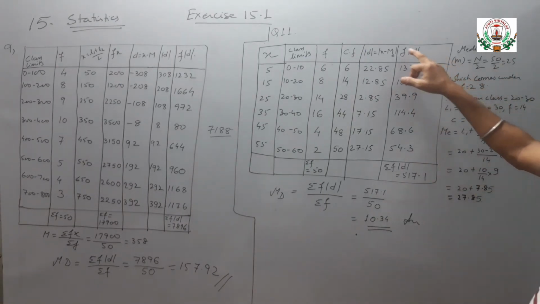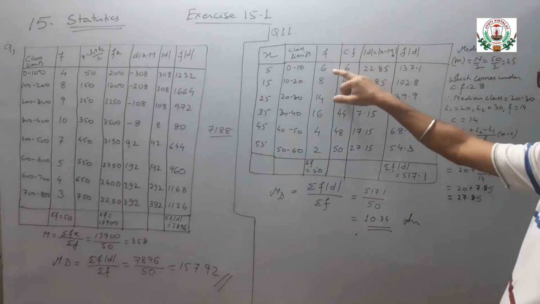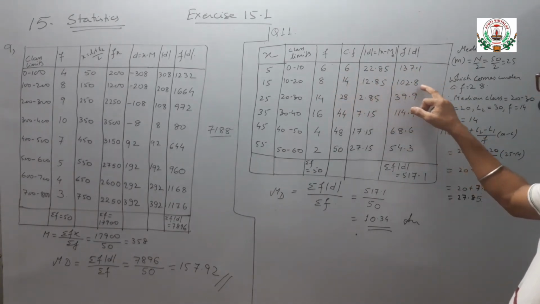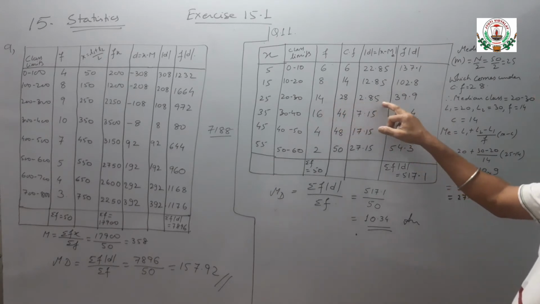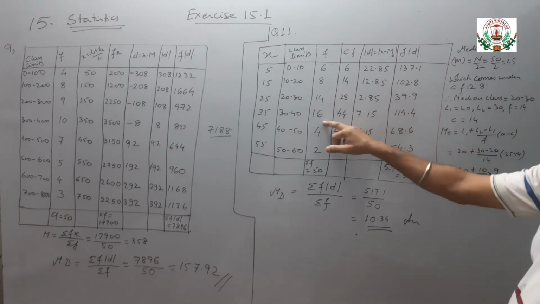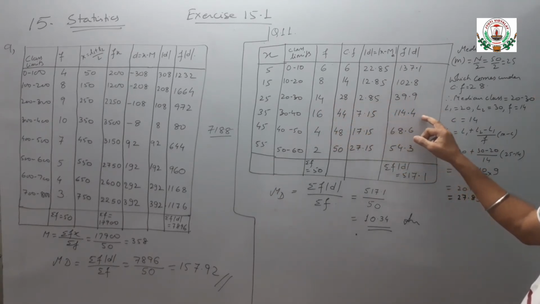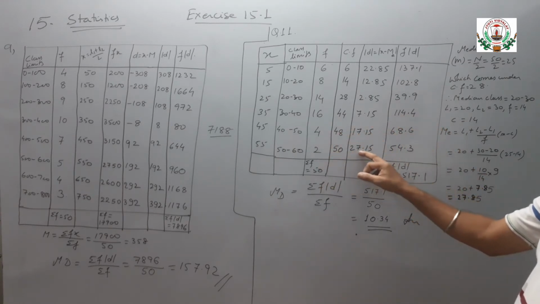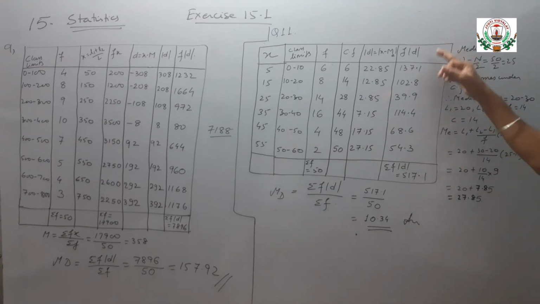Now f into modulus of d. f into modulus of d. 6 into this value gets this. 8 into 12.85, 102.8. 14 into 2.85, 39.9. 16 into 7.15, 114.4. 4 into 17.15, 68.6. 2 into 27.15, 54.3. On addition, 517.1.